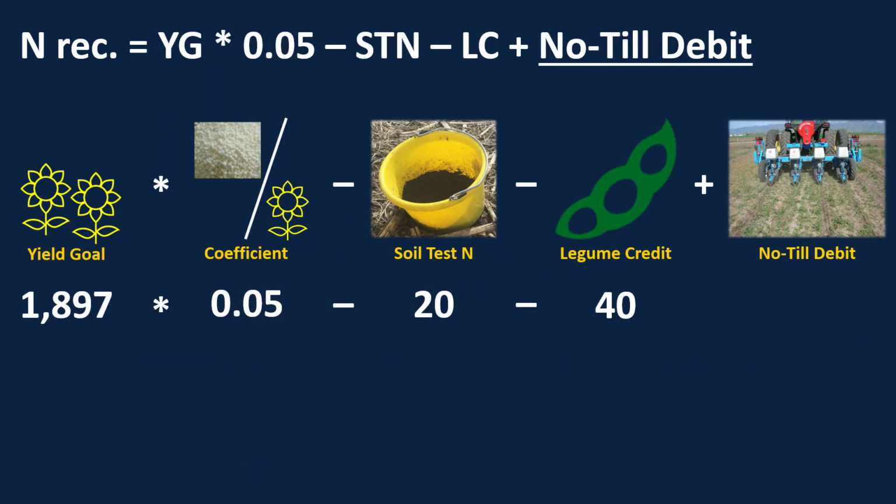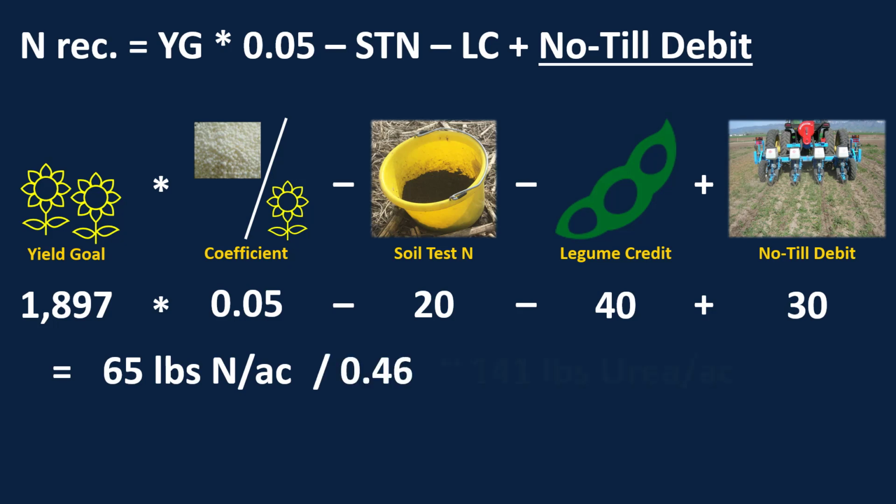So if we look here and we go back and we say we're in no-till, and we're going to add that 30-pound debit to that equation, we're going to do our math here, and we're going to get about 65 pounds of nitrogen per acre, and say we're putting on urea, which is 46% nitrogen. Do our math, and we're going to say it's about 141 pounds of urea per acre that we're going to apply to our sunflower crops this past year. So that's our fertilizer recommendation.